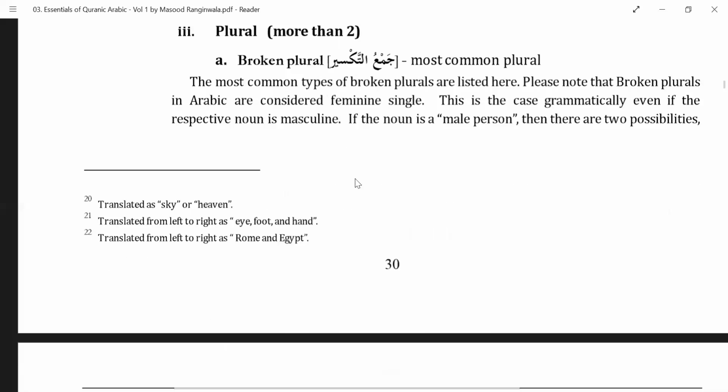Broken plurals, as we saw, are taken as singular feminine in Arabic. They are not only feminine, but when you refer to them, they are also referred to as singular. Translation-wise, the meaning is plural, so you will translate plural. But in Arabic, when you speak, you will use singular words. When you refer to them, you will not say they. You will say she, singular and feminine.